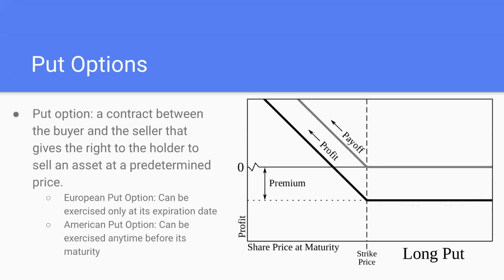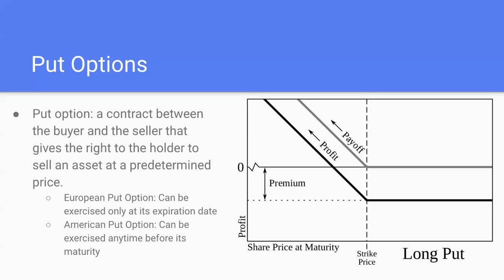Now, a put option gives its holder the right to sell a pre-specified underlying asset at a predetermined price. So call is buy, put is sell. The holder doesn't have to sell like before, but they have the option to. And similarly, if the underlying asset can only be sold at the end of the life, it's a European put option. And if it can be sold anytime between now and the end of the option, it's called an American put option.